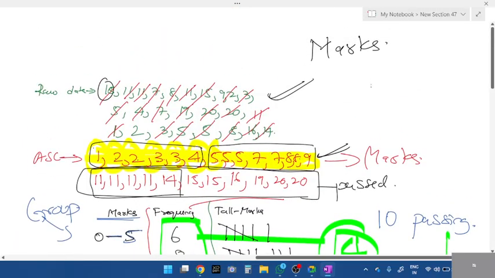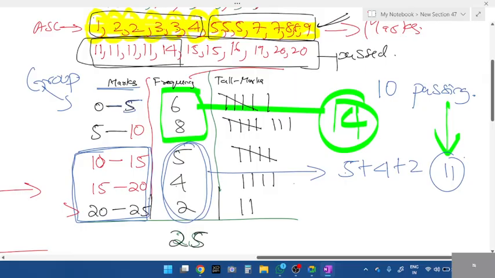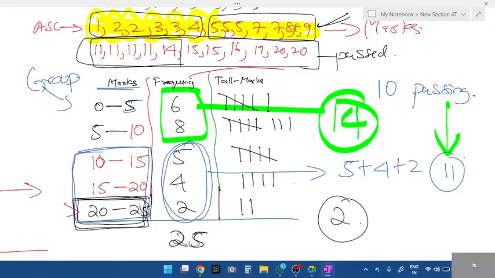These are marks. They'll tell you the passing mark is 10. They'll tell you to arrange this in a frequency table. They'll ask you how many students failed, how many students have passed, how many students have scored the highest marks. Which is the highest marks here? Students from 20 to 25. So how many students scored the highest marks? 2 students. The lowest marks is 0 to 5. 6 students have scored very less marks.